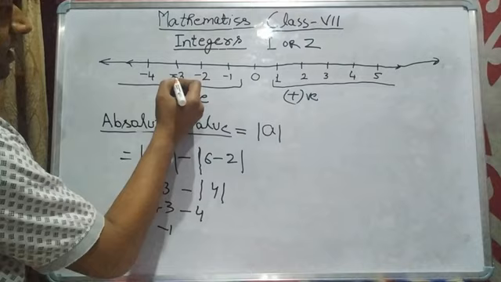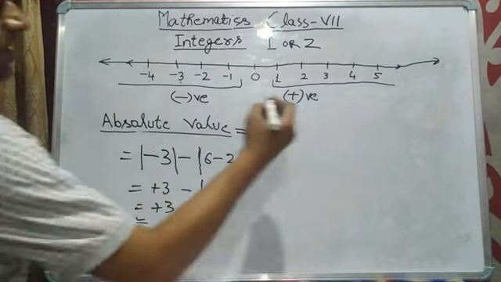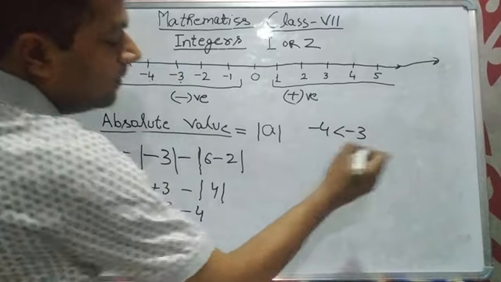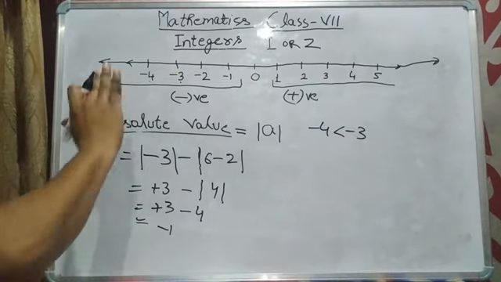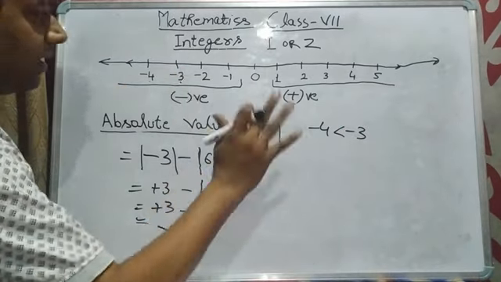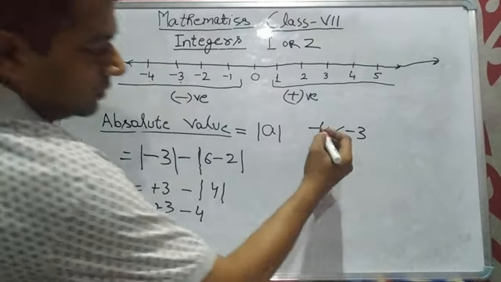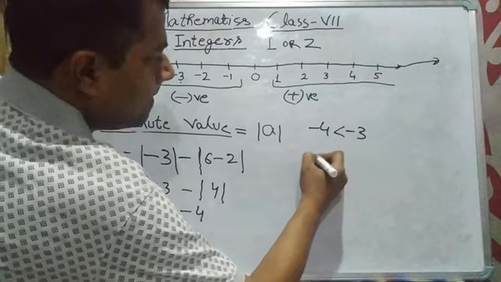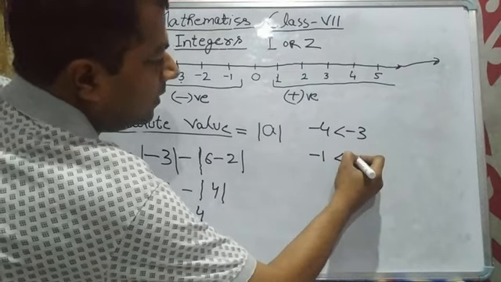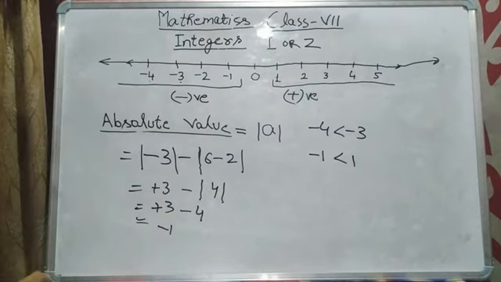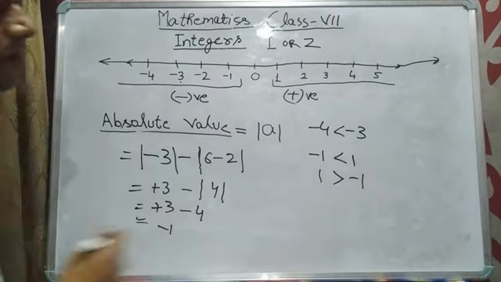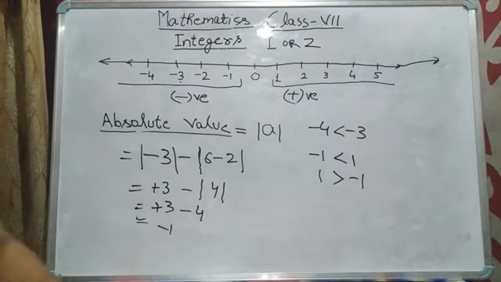So minus 3 is greater than minus 4, and minus 3. You can check here. The right side is always greater. The left side is smaller. Then minus 1, then 1. You can also write it like this, 1 and minus 1. Hope it is clear to all.